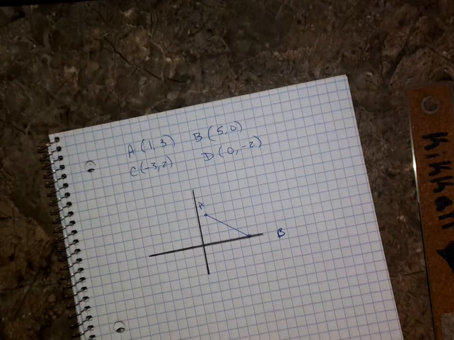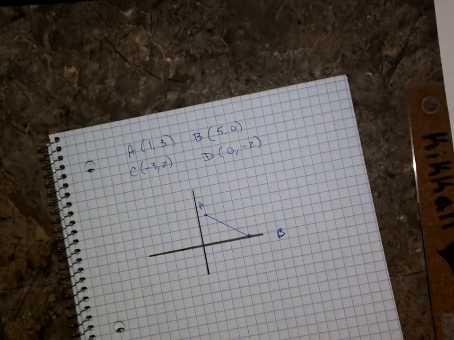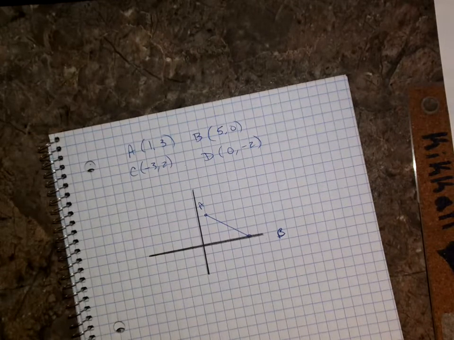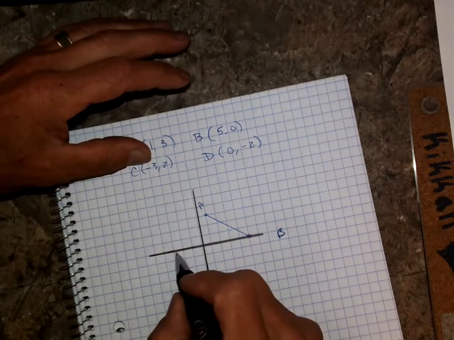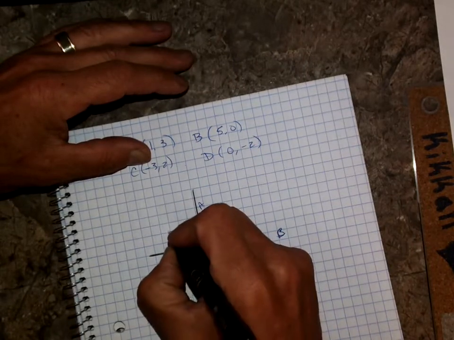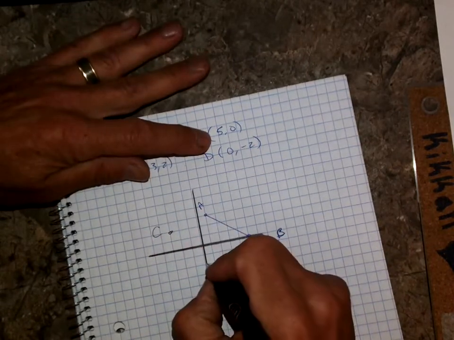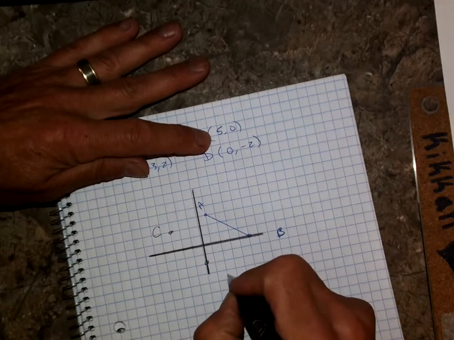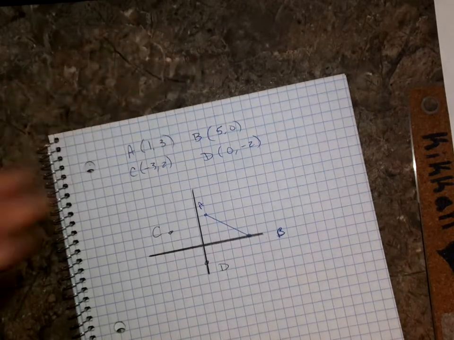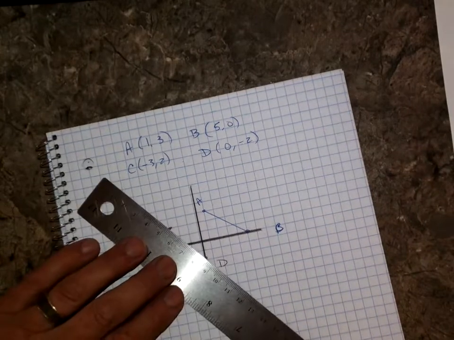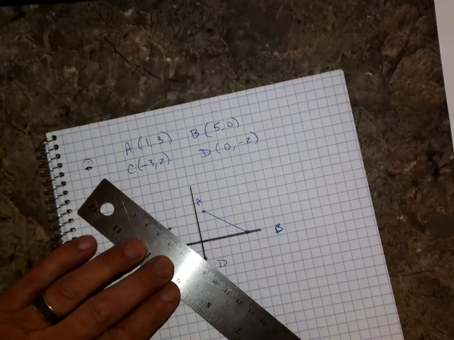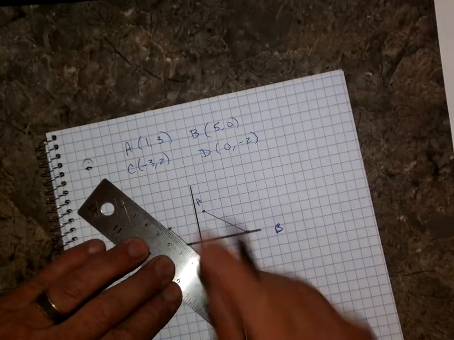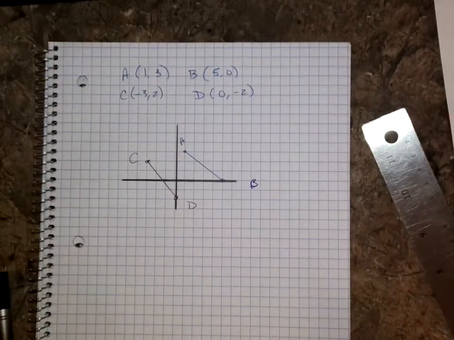C, and I'll use a different color so we can see the difference in them. C is going to be the point -3, 2. And D is 0, -2. Okay, now if I look at these two, I'm not sure if they're congruent, okay? So what I need to do is find the lengths of them, okay?